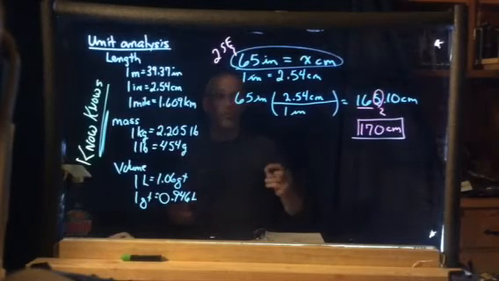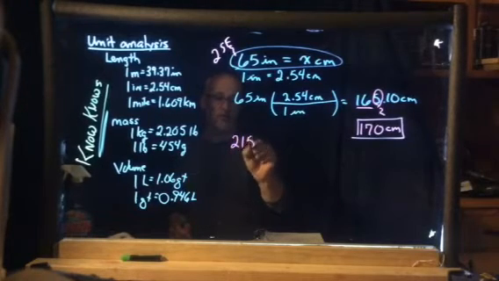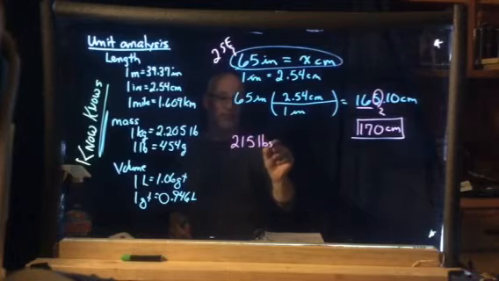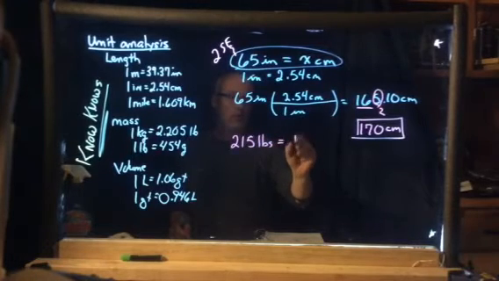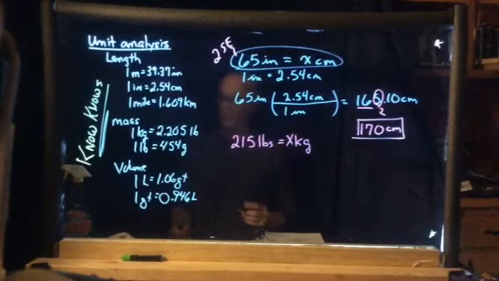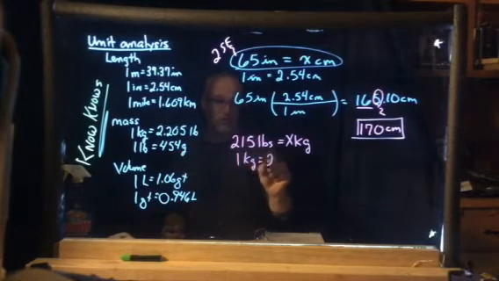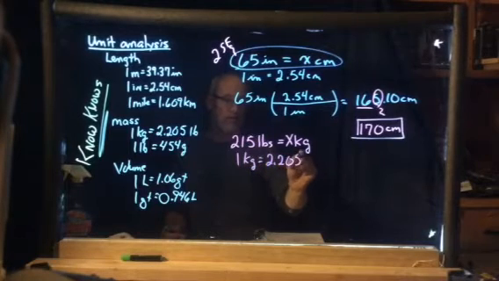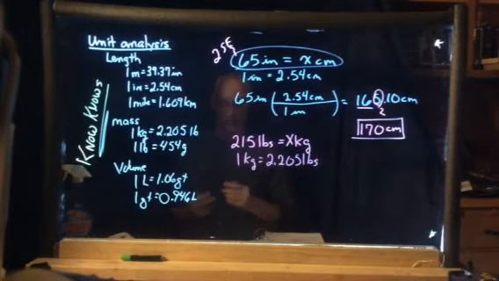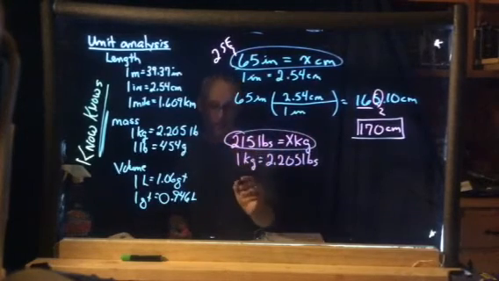So let's say somebody had a mass of 215 pounds. I want to know how many kilograms that is. We have that conversion over here. 1 kilogram is 2.205 pounds. So you start with what you know, or what you're trying to find: 215 pounds.